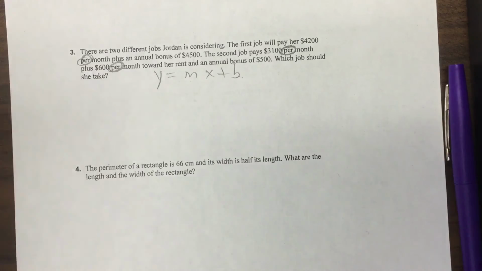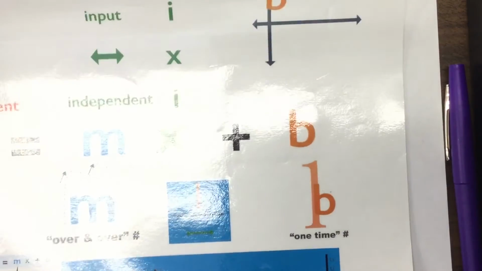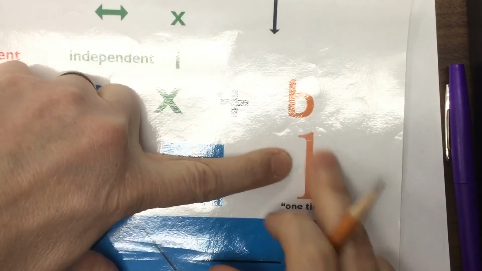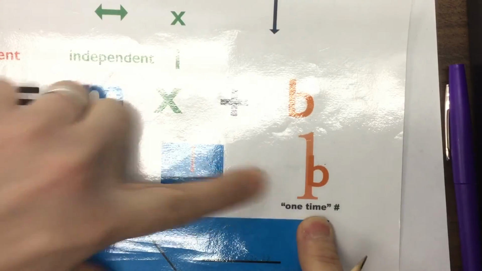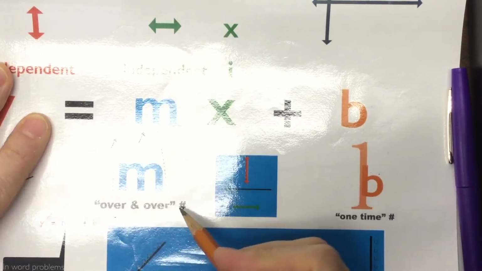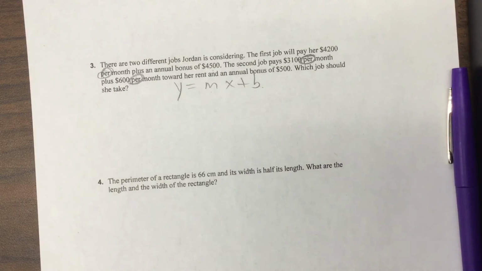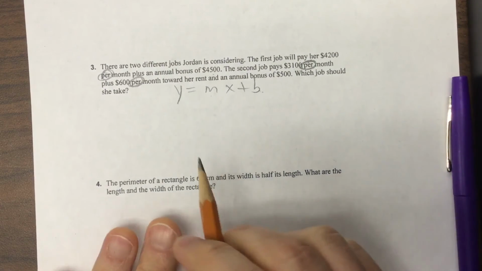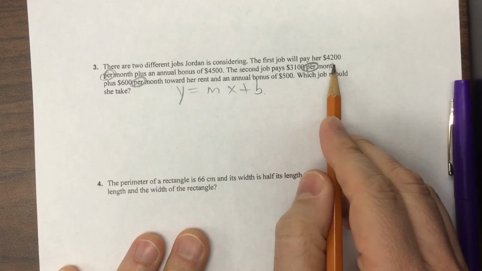Let me remind you of this sheet from the beginning of the year. The b, you can put a 1 right on top of the b. That happens once. And the m is something that happens over and over again. So if it has the word per with it, it's happening over and over again. Per month. It's every month.